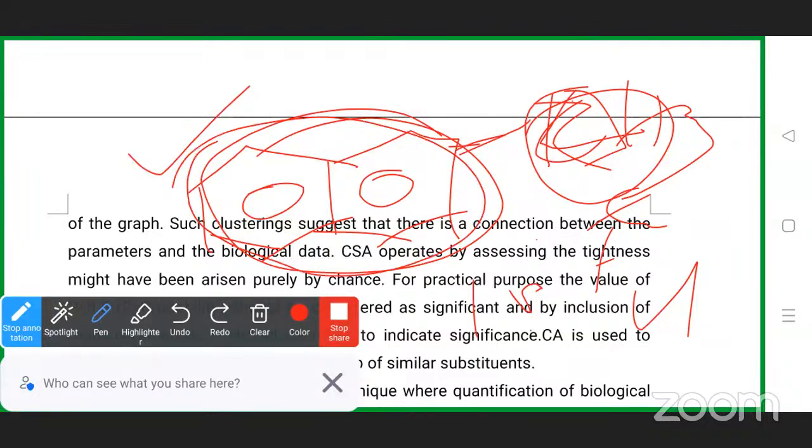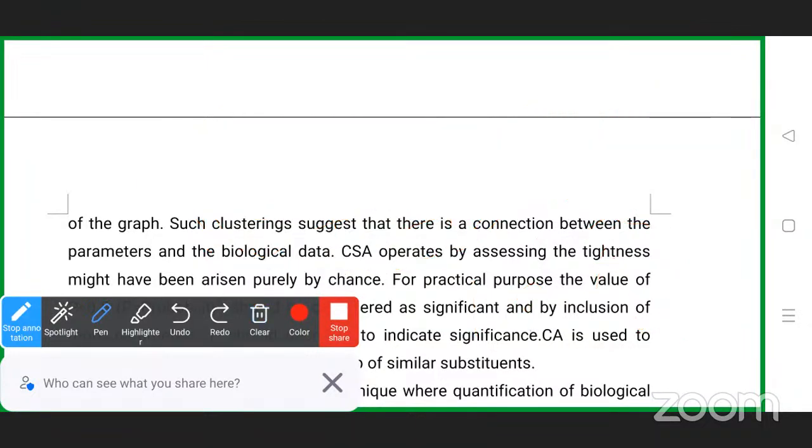But in the cluster analysis, we take a variety of core structures.